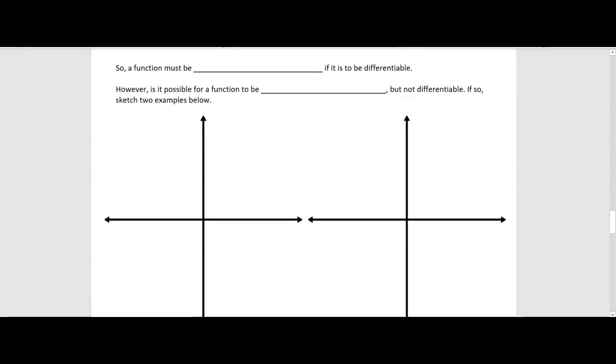Thus, we can say a function must be continuous if it is to be differentiable. However, it's possible for a function to be continuous but not differentiable. And I may encourage you to pause the video, try to draw two different functions that are both continuous but they're not differentiable. So you're not able to draw a tangent line at a point.